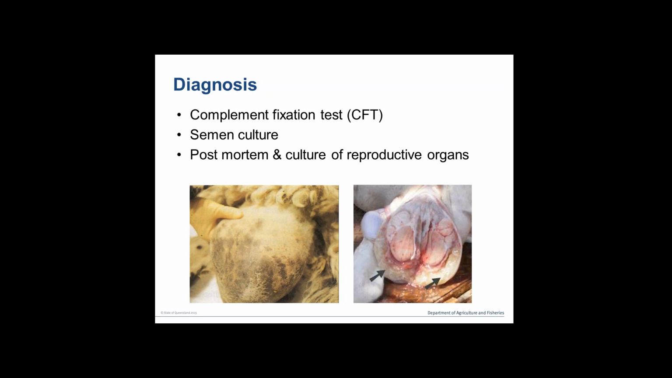Culture of the reproductive organs collected during a postmortem examination can also be used to determine whether a ram is infected. The entire reproductive tract, including the accessory sex glands and inguinal lymph nodes, need to be submitted for testing. So as I've mentioned, it is also important to exclude other possible causes of reproductive loss through investigating the flock history and monitoring and testing for other conditions that may be present.